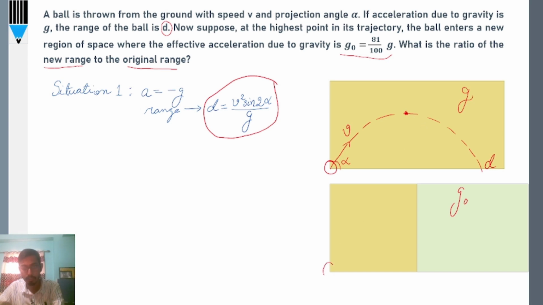So যেতিয়া আমাৰ new situation to কেনেকুৱা হ'ব, the ball to ইয়াৰ পৰা launch to ঠিকে হ'ব alpha angle at speed v, but once it reaches its highest point বুলি কৈছো আমি, it will enter a new region of space which is called, which at the gravity is g0. g0 মানে ইয়াত gravity to কম হৈ গৈছে.